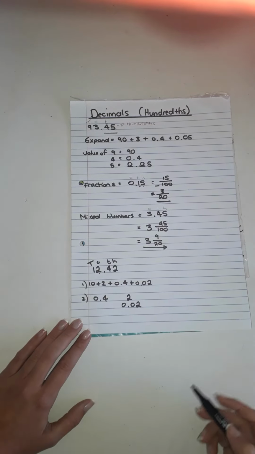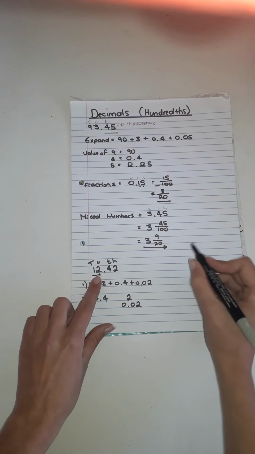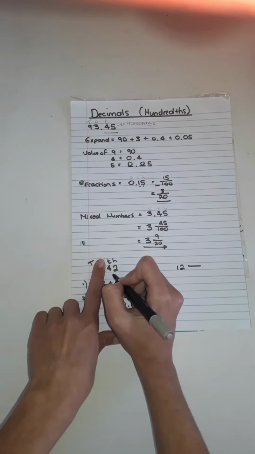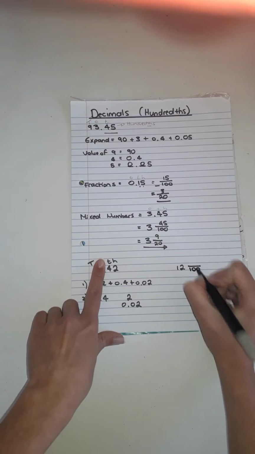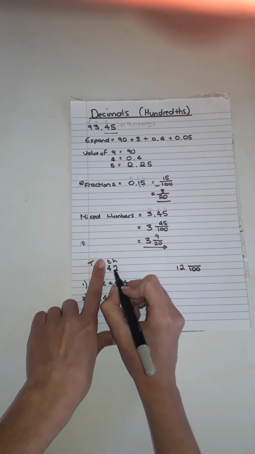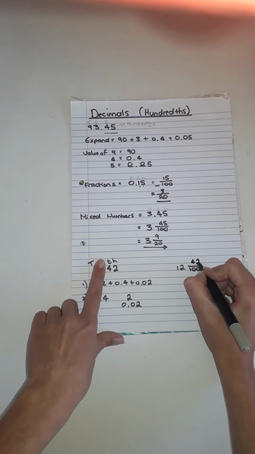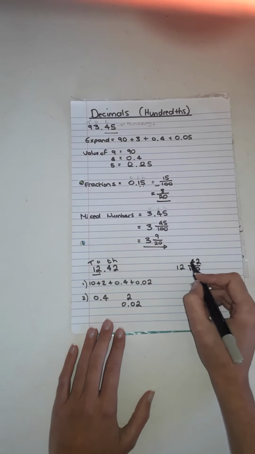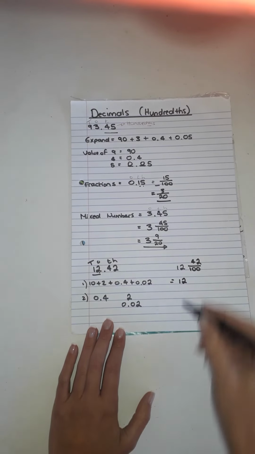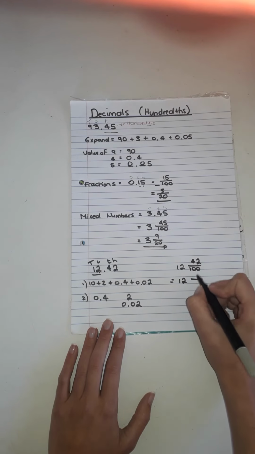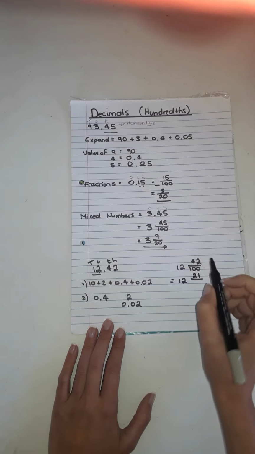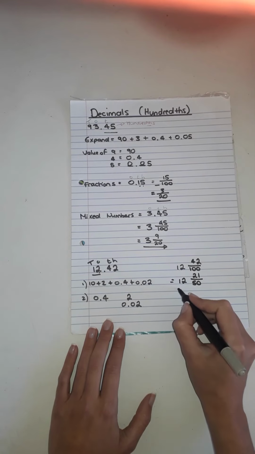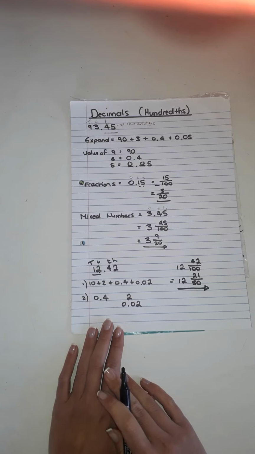If I wanted to change this to a fraction, I have 12 as my whole number, and then after the decimal point I can change that to a fraction. It goes all the way to the hundredths place, so my denominator is going to be 100, and then I take my 42 and I put it on top. 12 and 42 over 100. Now I can definitely simplify this by asking what number can go into 42 and 100, and my answer is 2. 12 stays the same. 2 can go into 42 21 times. 2 can go into 100 50 times. So my answer I will leave as 12 and 21 over 50.